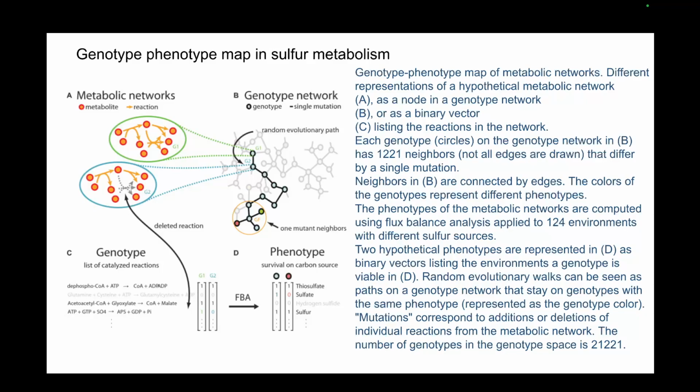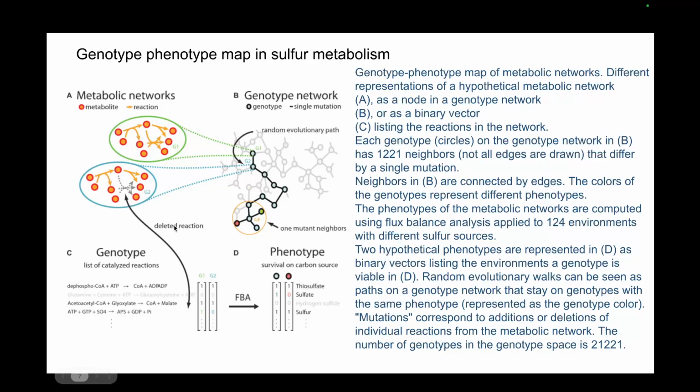In this case, it is the deletion of individual reactions from a metabolic network, not a particular single sequence. It would be sequences if it were a gene network. If it is a regulatory network, it would have been transcription factors and genes. But yes, this is how the genotype phenotype map looks.